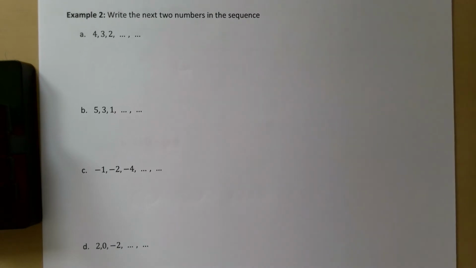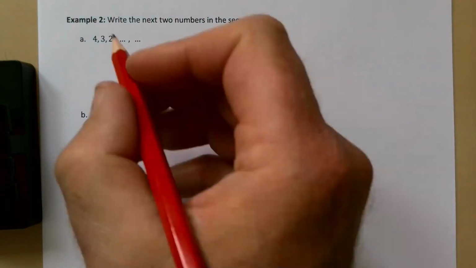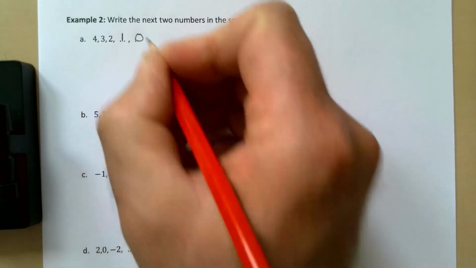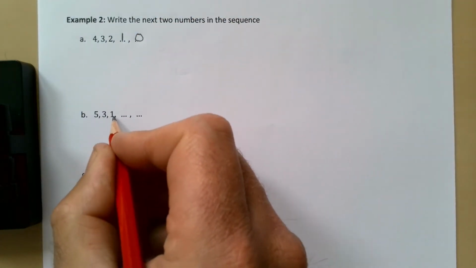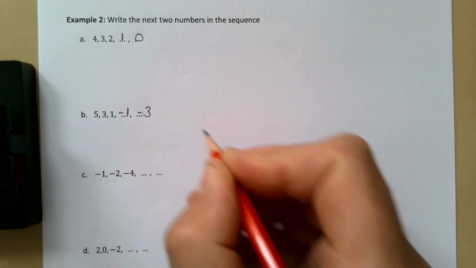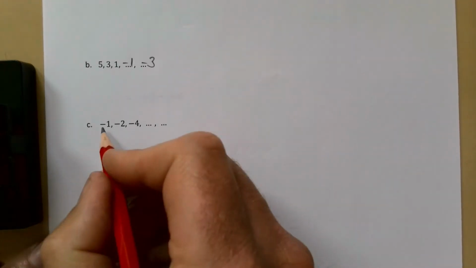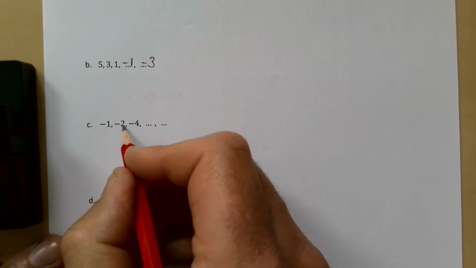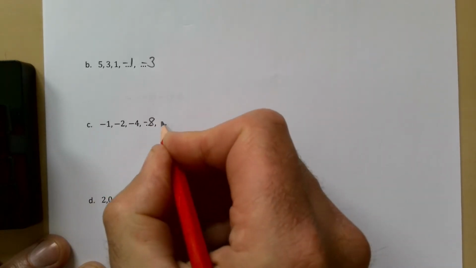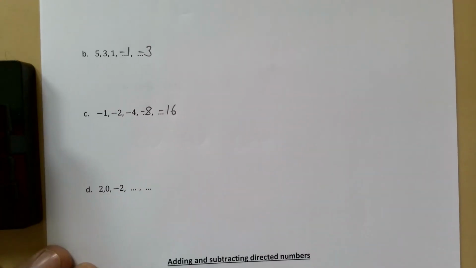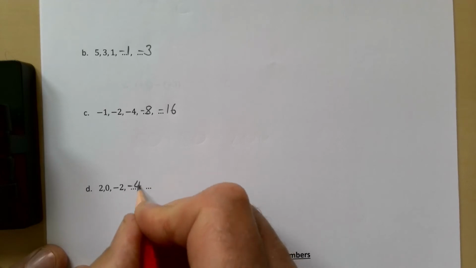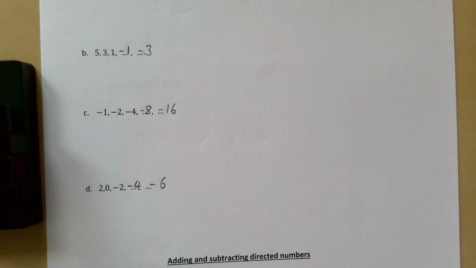Write the next two numbers in the sequence. 4, 3, 2, obviously it's going to be a 1 and a 0. 5, 3, 1, this one's going down in 2s, so if I take 2 away from that I get minus 1, then minus 3. Minus 1, minus 2, minus 4, it looks like it's multiplying here by 2, so the next one would be minus 8, and then minus 16. 2, 0, minus 2, that's going down in 2s, so minus 4 then, and minus 6.